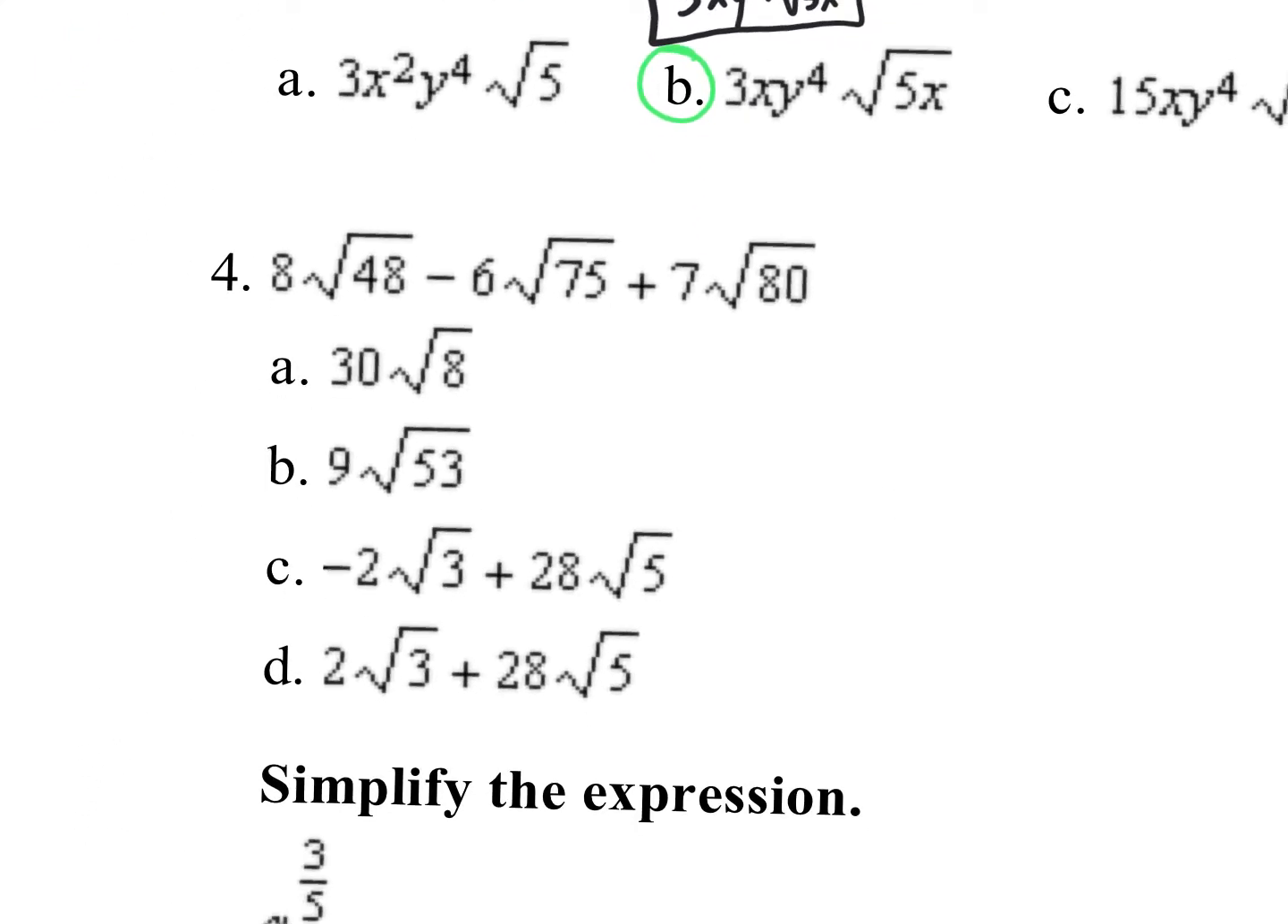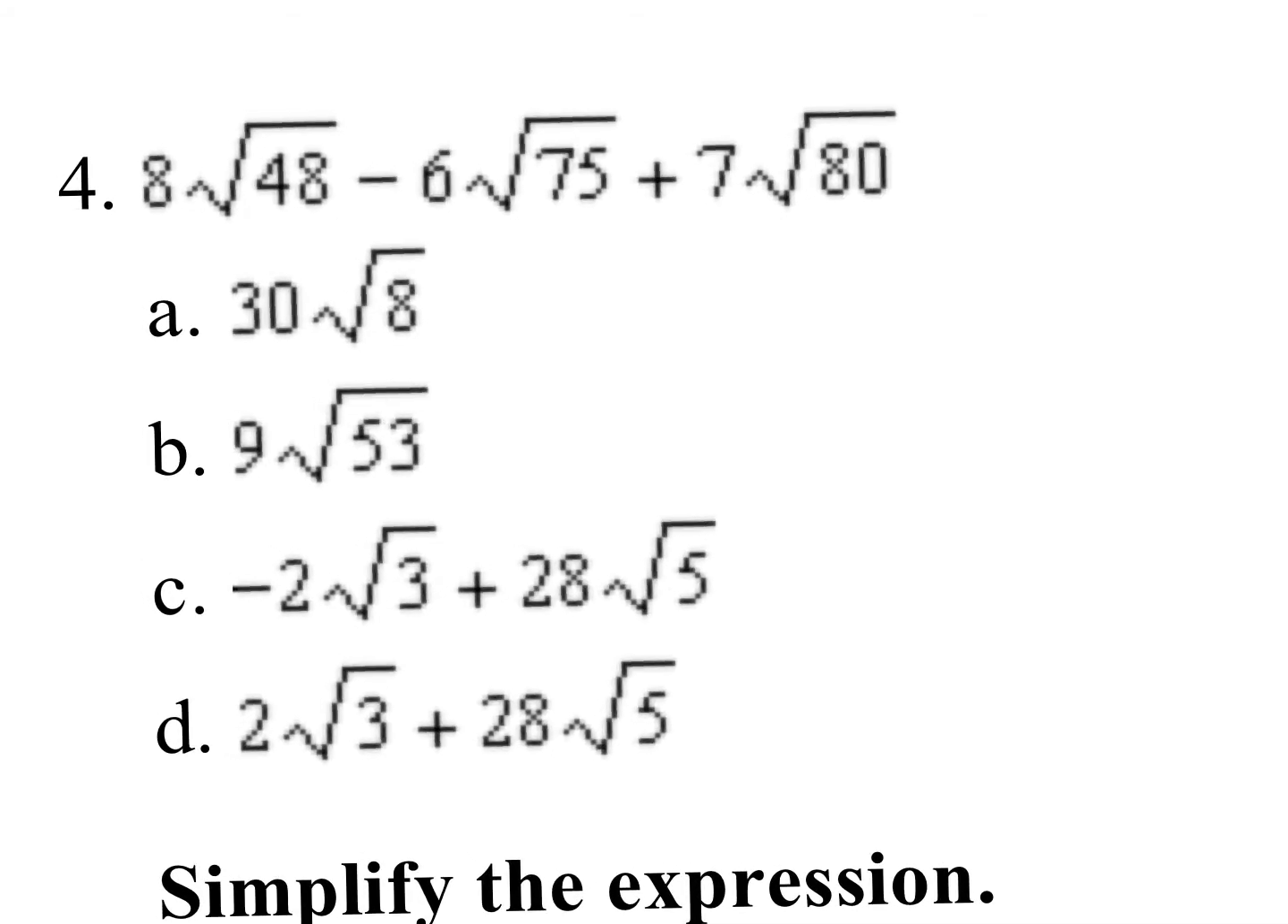Okay. Number 4. Let's simplify. Let's begin by rewriting 8 square root of 48, but instead of the square root of 48, I'm going to rewrite it as 16 times 3. That allows us to split the root to each of those. But let's just continue on here. Minus 6, and the square root of 75. 75 is not a perfect square number, so let me rewrite it with multiplication to get a perfect square number.